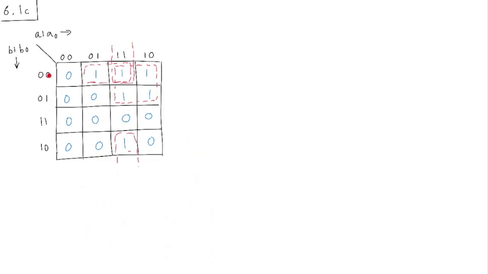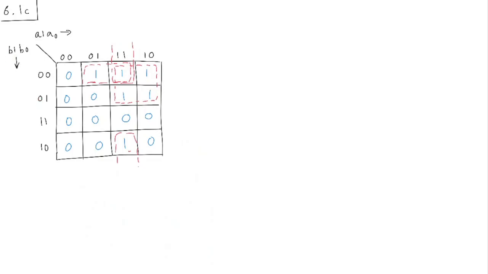So B0 will not appear in the expression. Similarly, A0 takes the value 1 and 0 both, so that will not appear in the expression. So you'll have A1 and B1 in the expression. And A1 takes the value of 1, so you'll get A1 in the expression. And B1 takes the value of 0, so you'll have B1 bar.